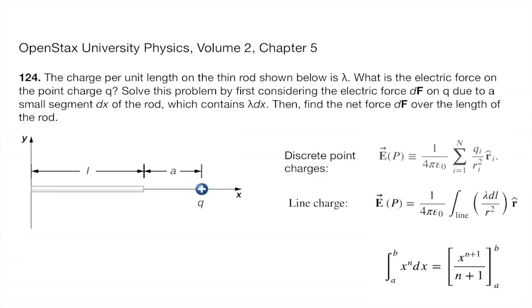Welcome. In this video, we're going to take a look at problem 124 out of Chapter 5 in University Physics Volume 2 by OpenStax. All right, so what we have is a thin rod with charge per length lambda. We need to find the electric force on the point charge Q.